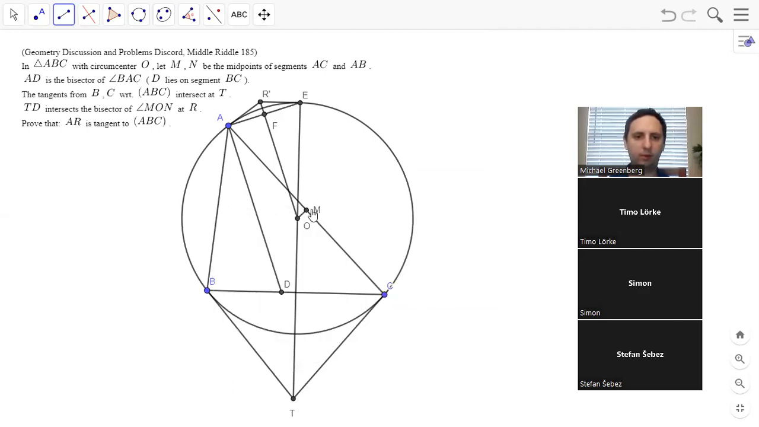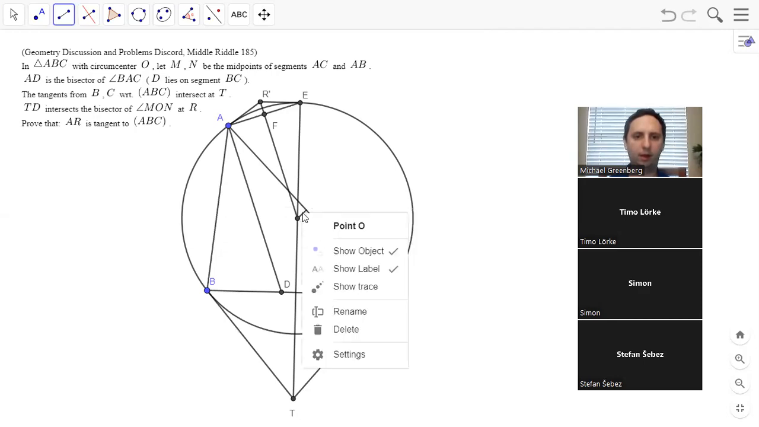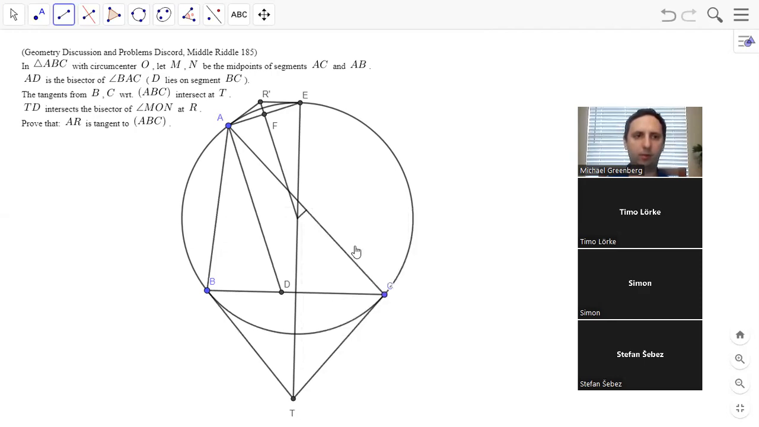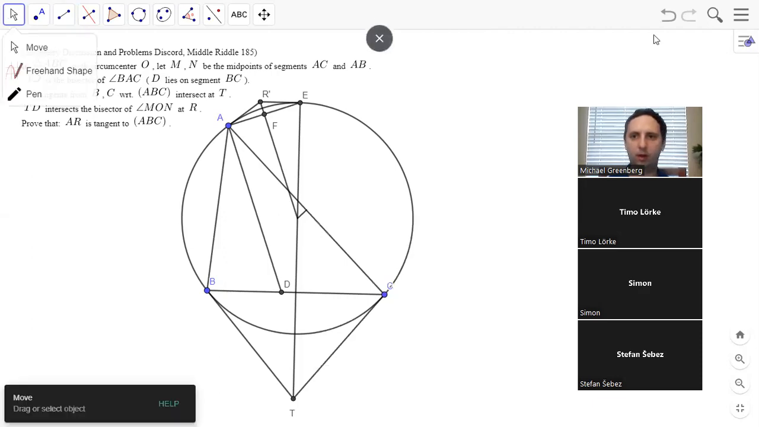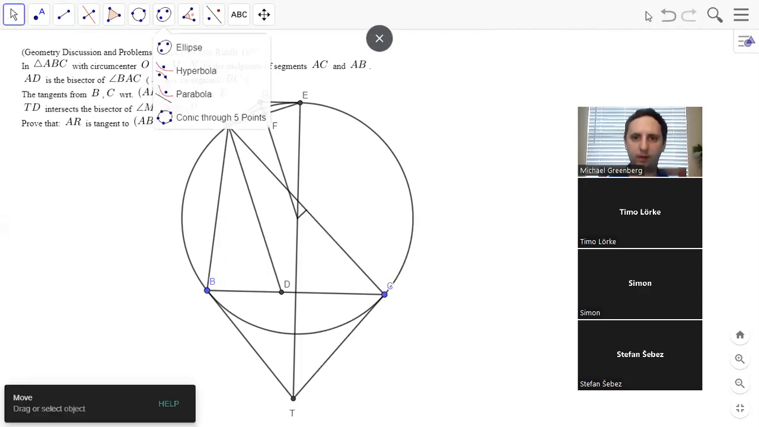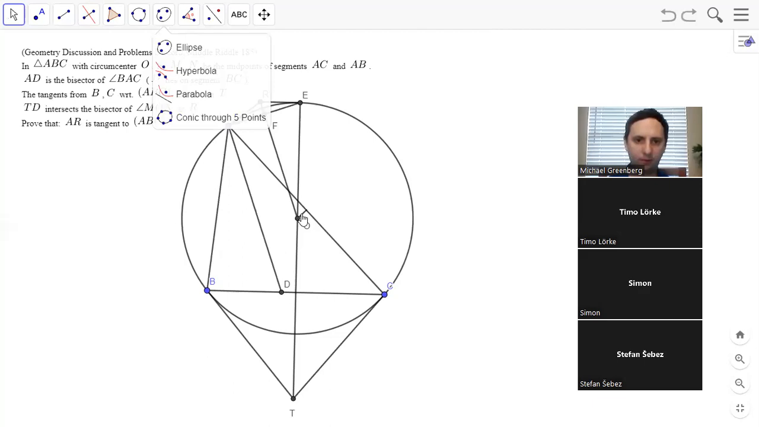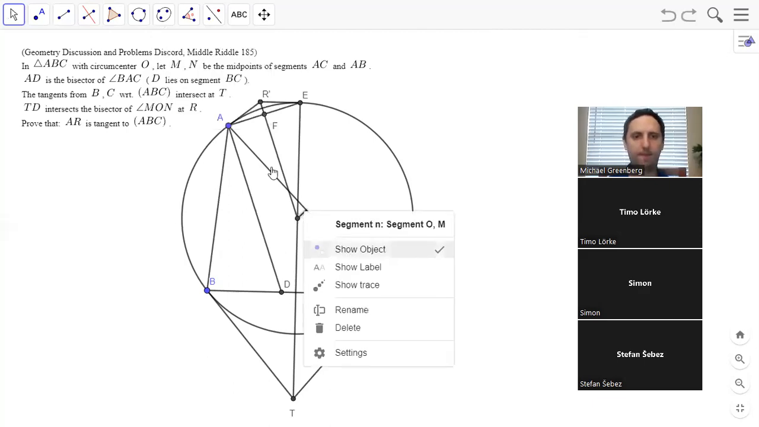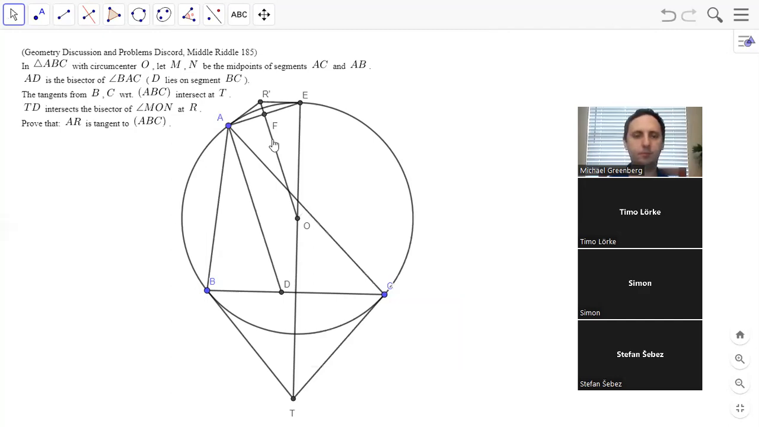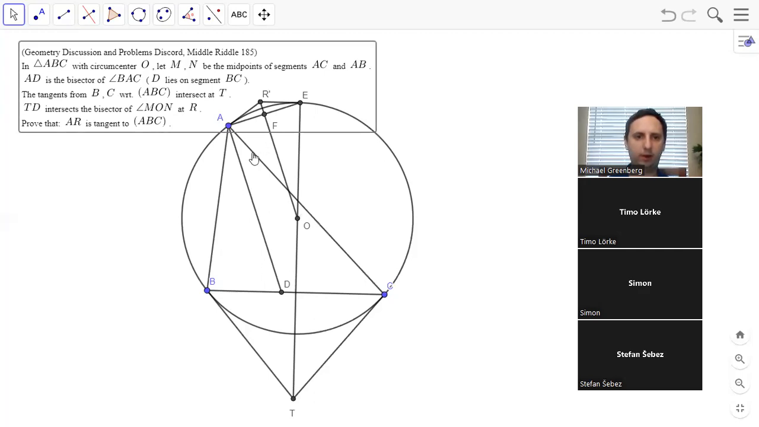So yeah, this is an interesting problem. I've never seen this theorem before, but let me bring O back. Sorry, I'm trying to highlight just that little, there we go. Yeah, so I could hide a lot of things here.